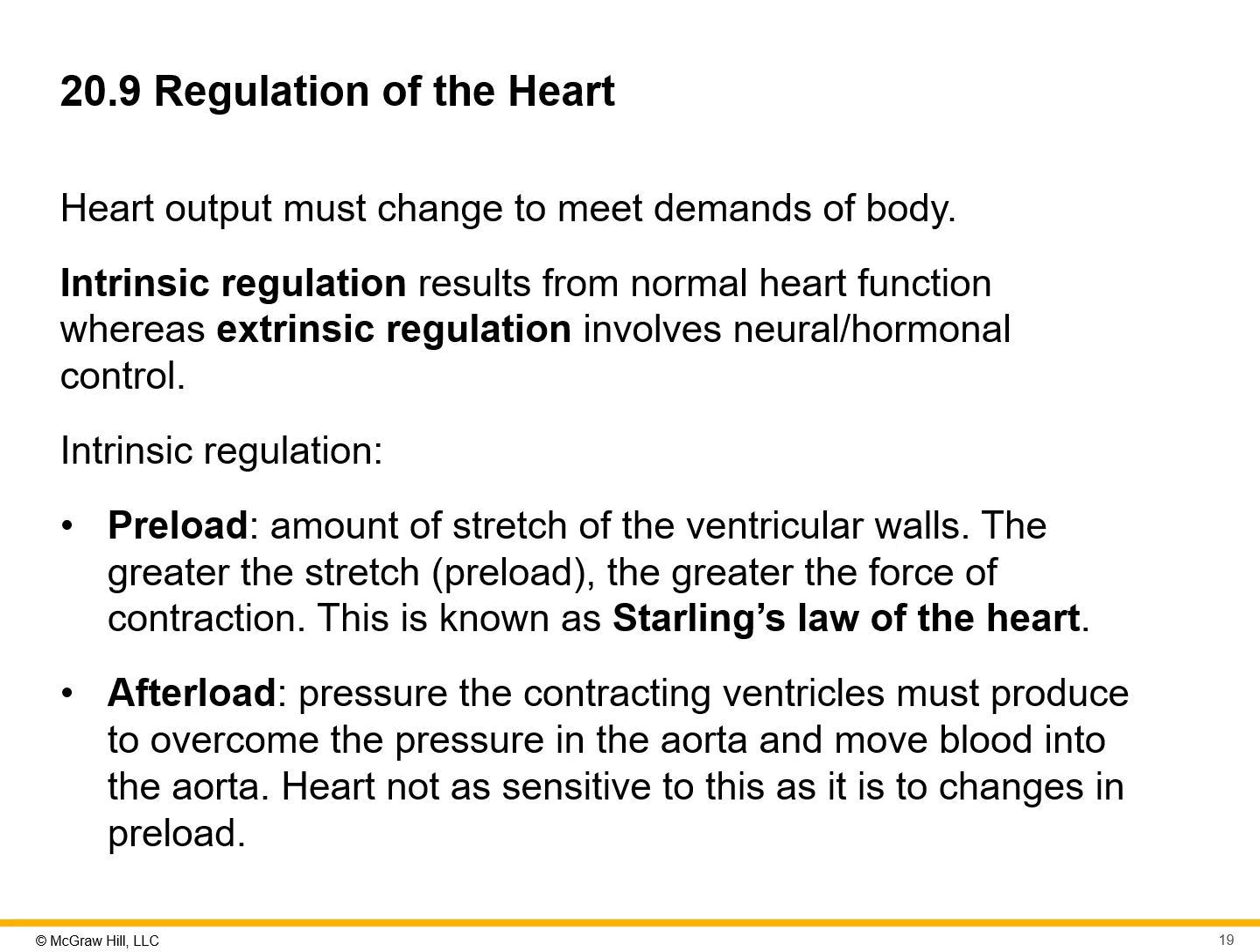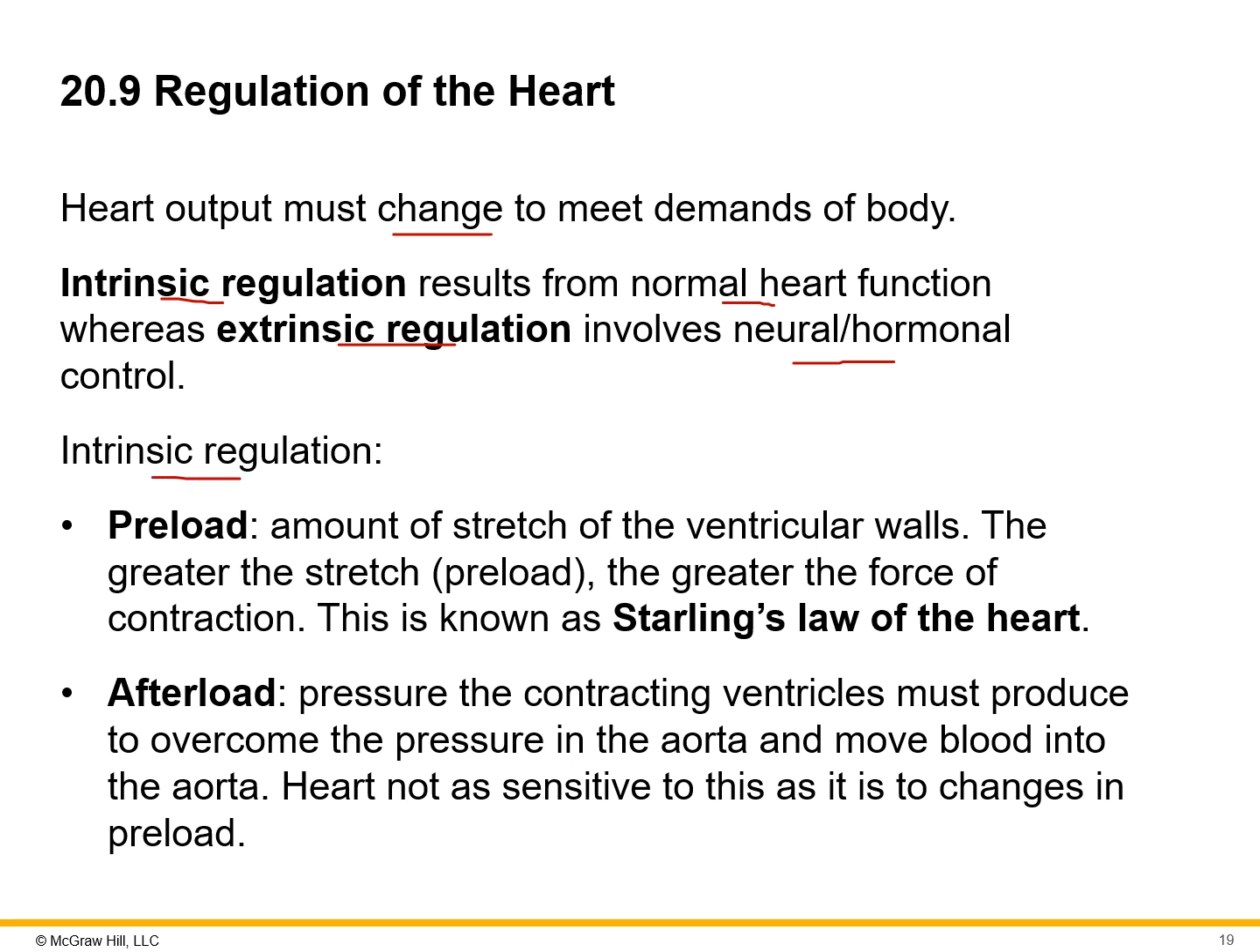All right, so then how do we regulate the heart? So that output must change to meet our demand. So if we're just sleeping or if we're exercising, we need to be able to regulate the heart. So there's intrinsic regulation and extrinsic regulation. Intrinsic is normal heart function. Extrinsic is whenever we get neuronal or hormonal control.